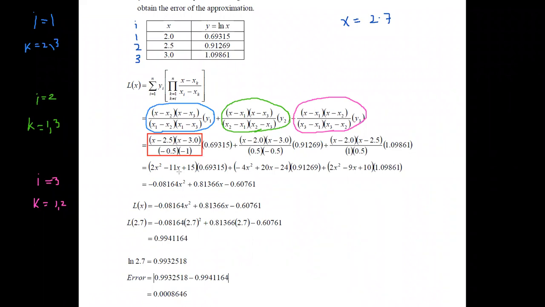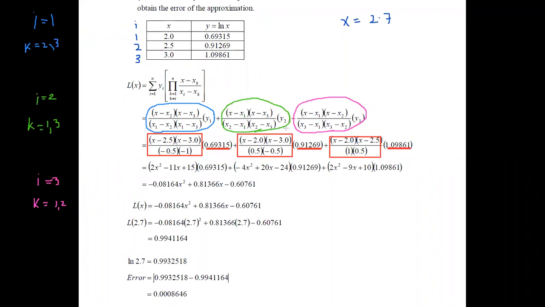Therefore, this calculation ends up with the answer as 2x squared minus 11x plus 50. And this quantity gives the answer as minus 4x squared plus 12x minus 24. Then this quantity ends up with the answer as 2x squared minus 9x plus 10. Now you can see that the decimal values are the values given for y1, y2 and y3 respectively. Then those values are substituted in these three places.